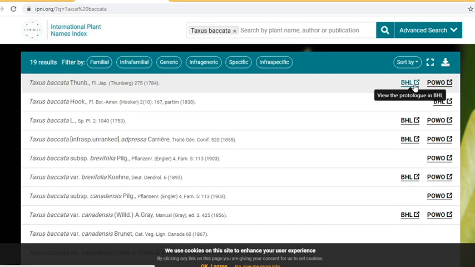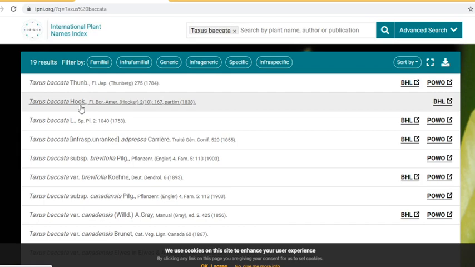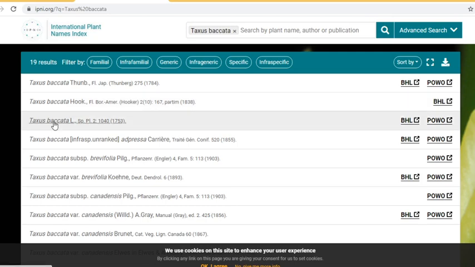If you click here, it will take you to the page where this publication was published. Taxus baccata Hooker, Flora of some America, something like that. This is not an accepted name, but it has been listed here. We have seen in the plant list that Taxus baccata Linnaeus was an accepted name, published in 1753 in Species Plantarum volume 2, page number 1040. Now let us see if we want to see the prologue of this particular publication, whether it will give us access to it or not.